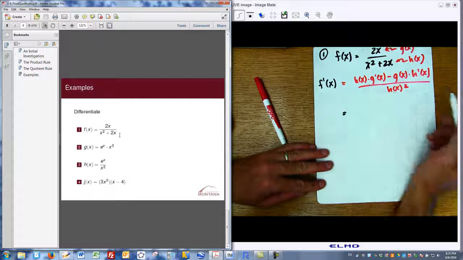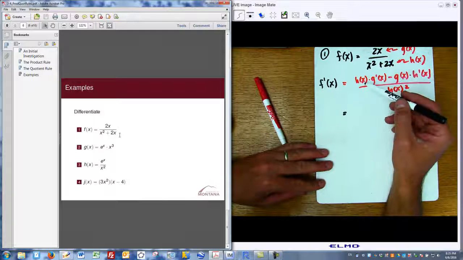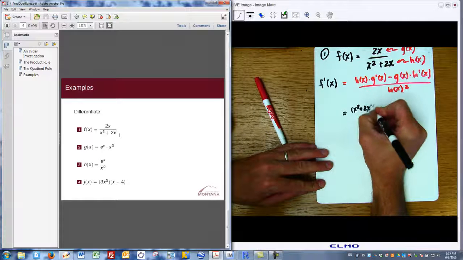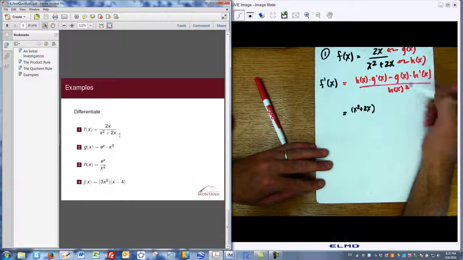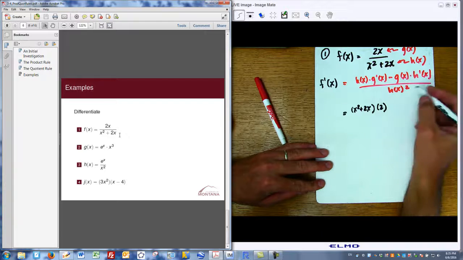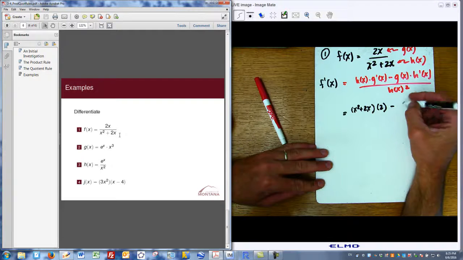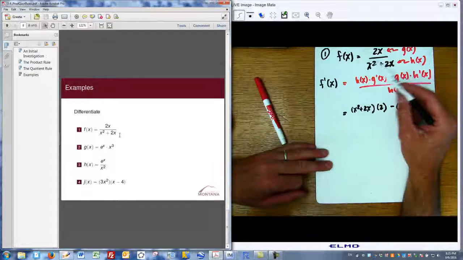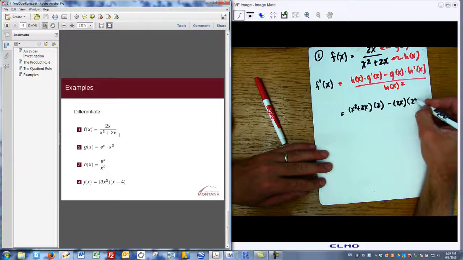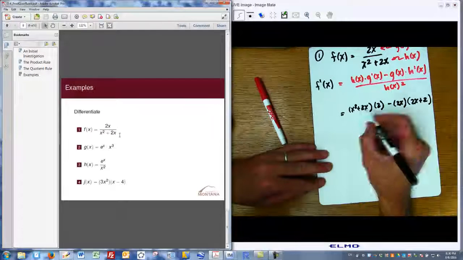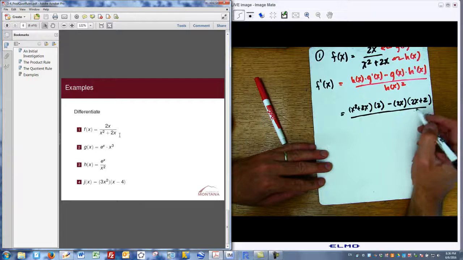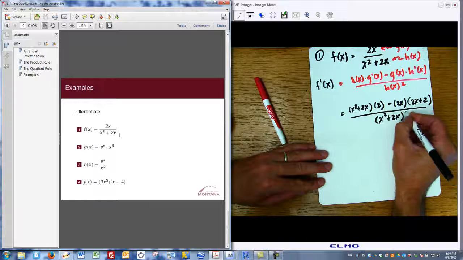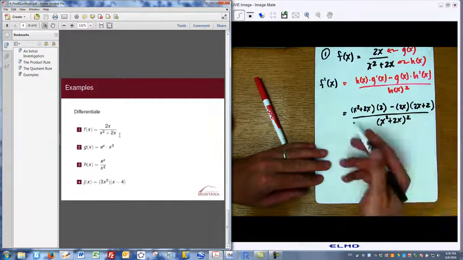So let's go ahead and do this. The first thing we do is take the bottom, x squared plus 2x, times the derivative of the top, and the derivative of the top is just a 2. And then we subtract from there the top, which is just 2x, times the derivative of the bottom. Here we'll have 2x plus 2. And then that's all over the bottom squared, x squared plus 2x quantity squared. And this is the derivative.